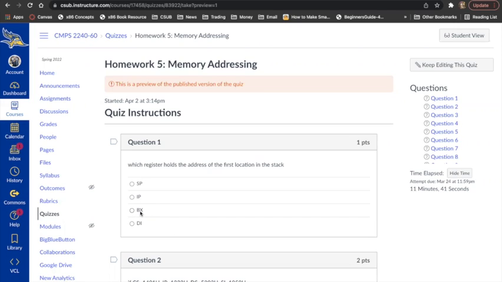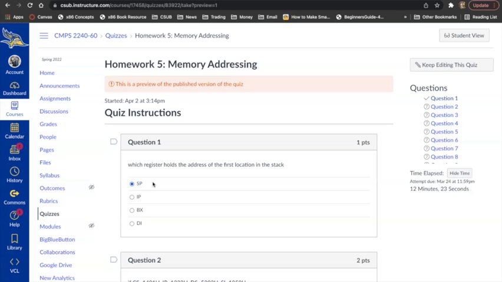We know that the general purpose registers can be used for general purposes. They don't have specific tasks to do. They can be used for any general purpose things. That's why they're called general purpose. So this eliminates BX and DI. Now we're looking for the address of the stack. We know the instruction pointer points towards the next instruction that we're going to use, so that doesn't do anything to our stack. This means the stack pointer is the register that holds the beginning of the stack.